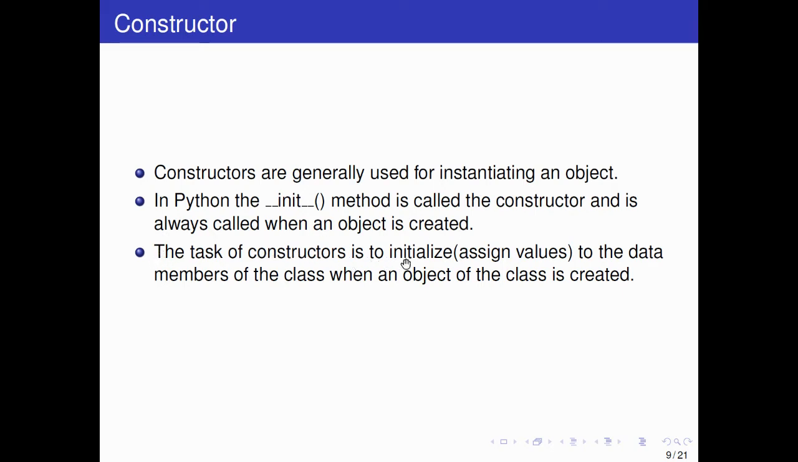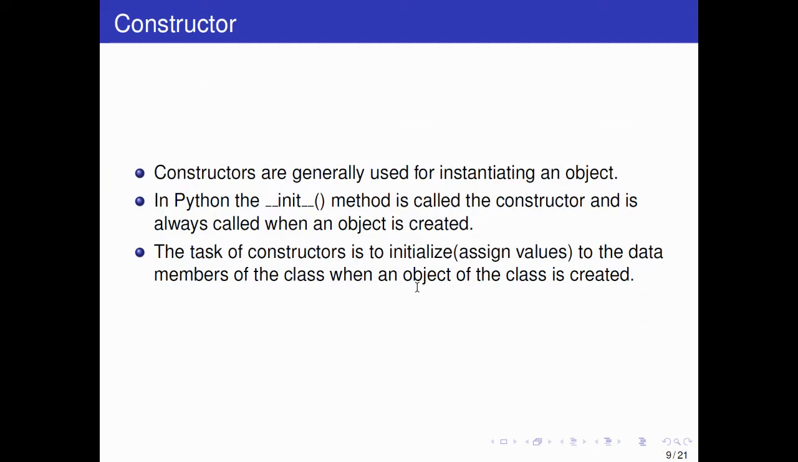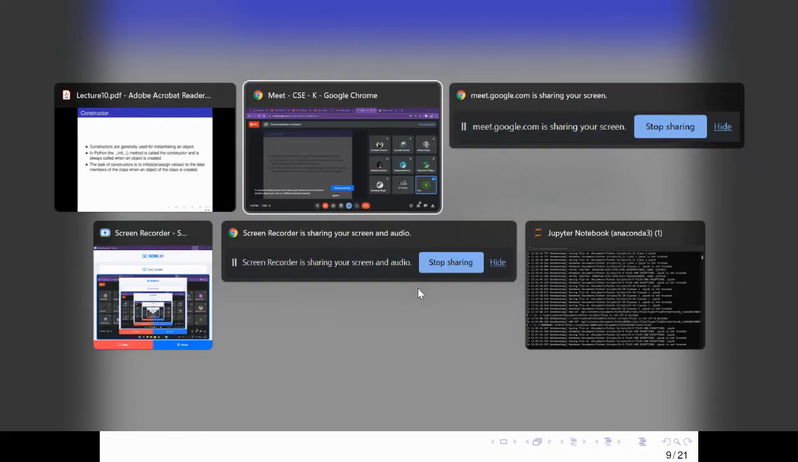So the task of constructor is to initialize, okay, or assign values to the data members of the class when an object of the class is created. Okay, so what is the task of constructor? So the task is to initialize the data members of the class when an object of the class is created. So this is a constructor. Okay, so the program you have seen, we can do some experiment there.